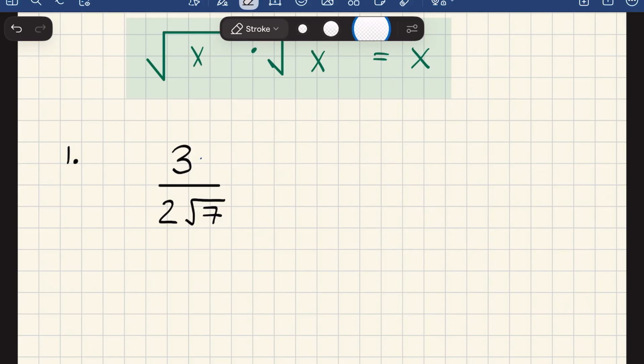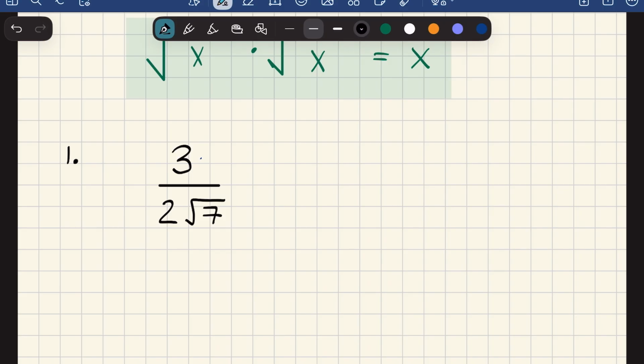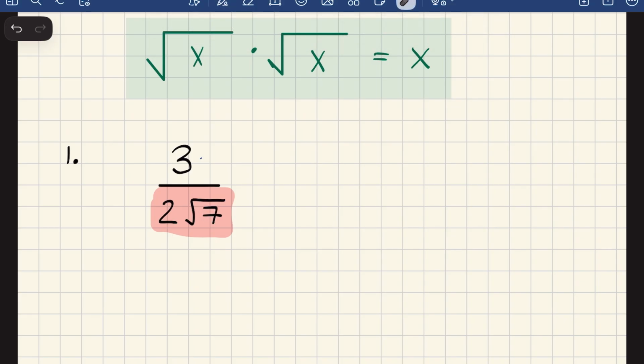Okay, now on to our first example of how to rationalize the denominator. First of all, let's identify what the denominator actually is. As we notice, the denominator is this expression here at the bottom, 2 square root 7. And what does rationalizing mean? Rationalizing means that we want to get rid of this radical here, this square root 7.